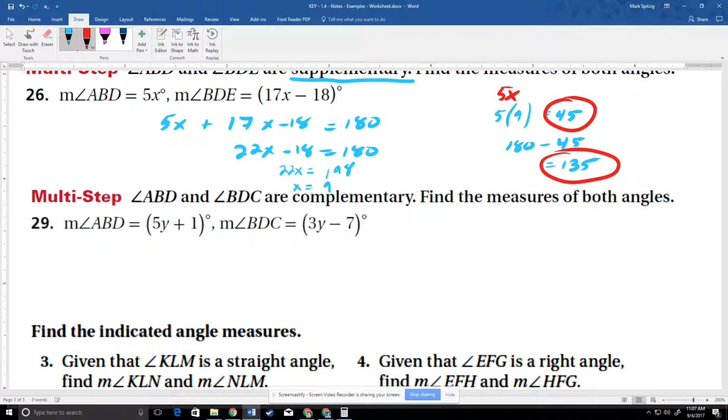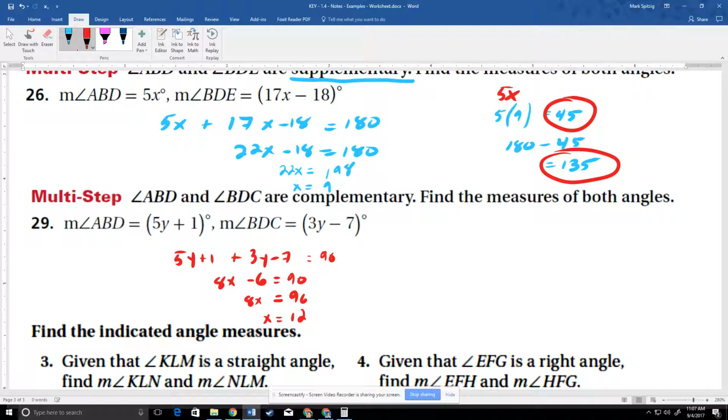All right, the next one is basically very similar, except that these two angles are complementary, so they're going to add to 90. So I can say 5y plus 1 plus 3y minus 7 is going to give me 90. So we get 8y minus 6 equals 90, so 8y equals 96, so y equals 12, I believe.